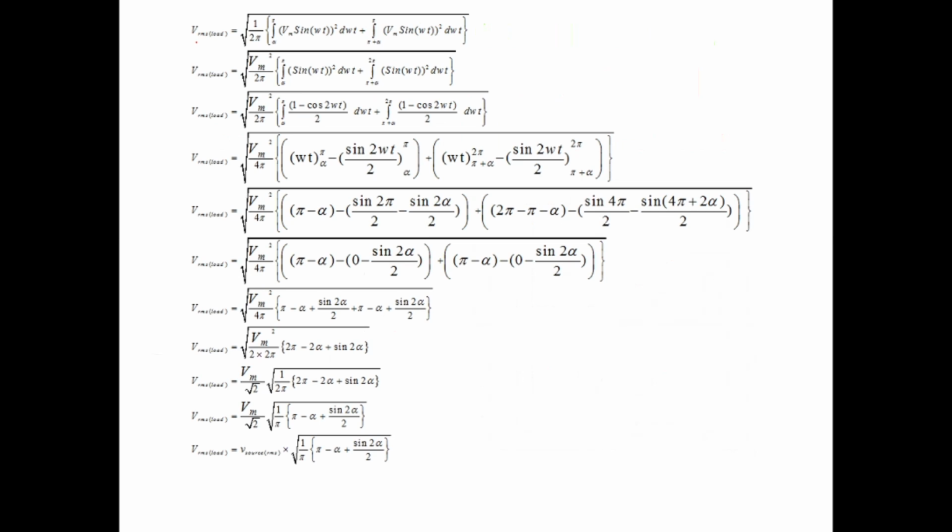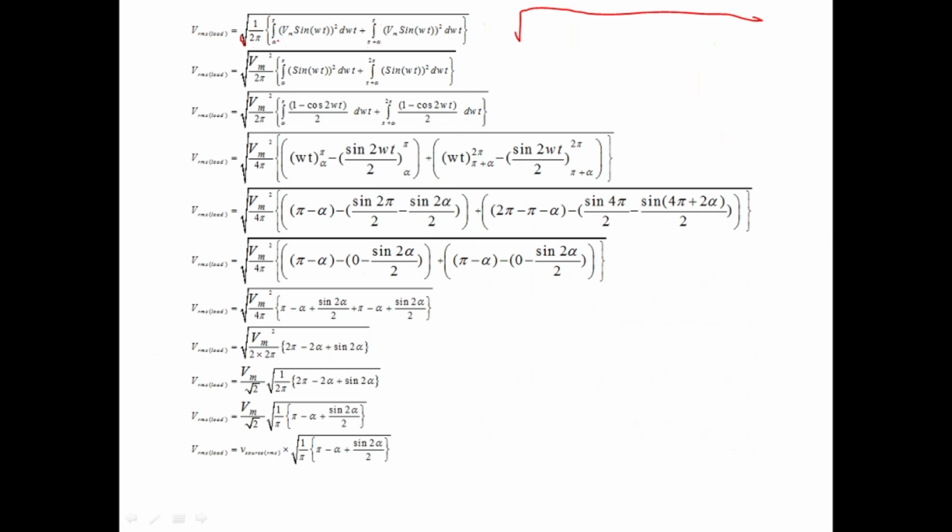So here you can see, the VRMS of the load is the root of 1 by 2 pi, integral from alpha to pi of (Vm sin omega t) whole square d omega t, plus integral from pi plus alpha to 2 pi of (Vm sin omega t) whole square d omega t.